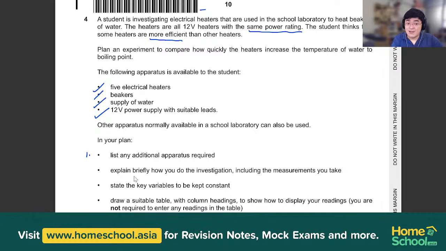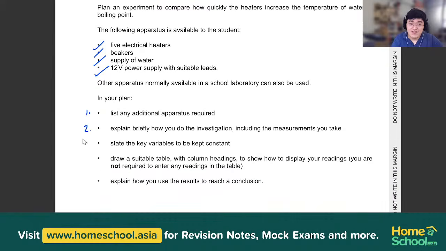That's number 1. Number 2, we are to explain briefly how you do the investigation, including the measurements you take. So number 2 is to describe how to do this experiment and what measurements you will be taking. Number 3, state which key variables are to be kept constant. Number 4, draw suitable tables with column headings to show how to display your readings, and you are not required to put in any readings. And last but not least, explain how you draw a conclusion using these results.